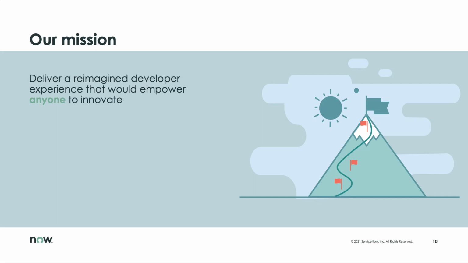Let's do what product managers do and go through a few slides, and I'll cue it up for Valerie, who's going to show a demo in just a little bit. We are here to talk about App Engine Studio. Before we get into it, let's talk about our mission as a developer experience team. A little time ago, we all sat in a room and asked, what is our mission? What is our strategy? We said we were going to deliver a reimagined developer experience that's going to empower anyone to innovate on our platform.